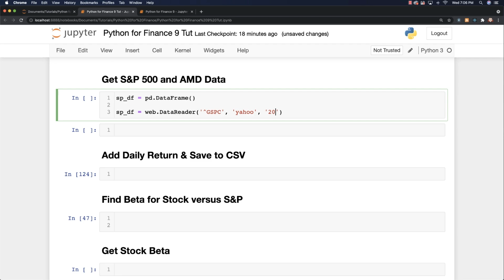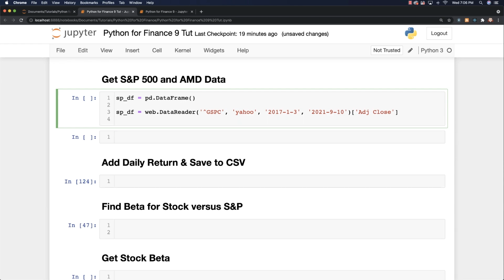And I'm going to say that I want 2017-1-3 through 2021-9-10. Okay? My one on my keyboard must be malfunctioning. Okay, so I got that. All right. So this is what I want, and specifically what I'm interested in is the adjusted close data for the S&P 500.